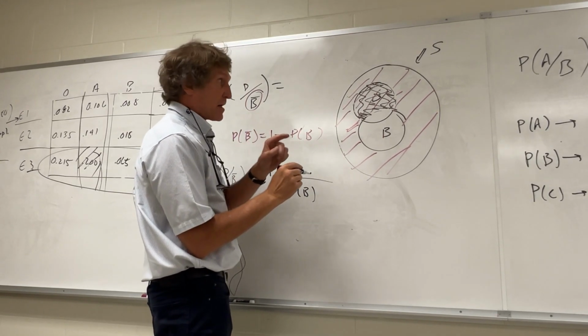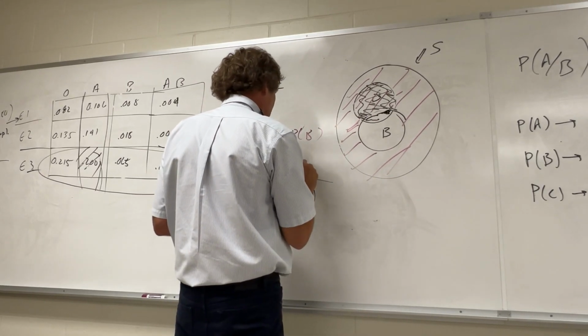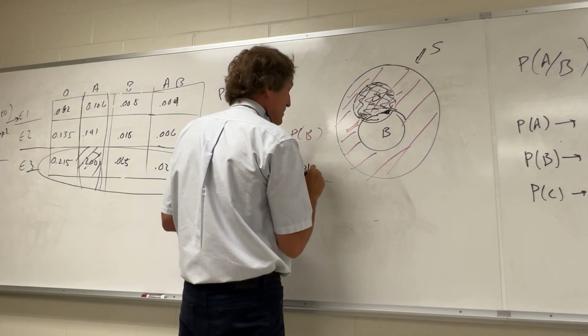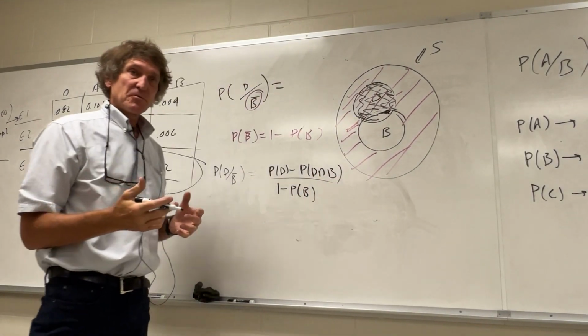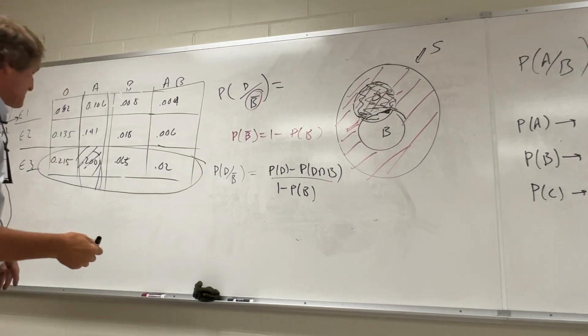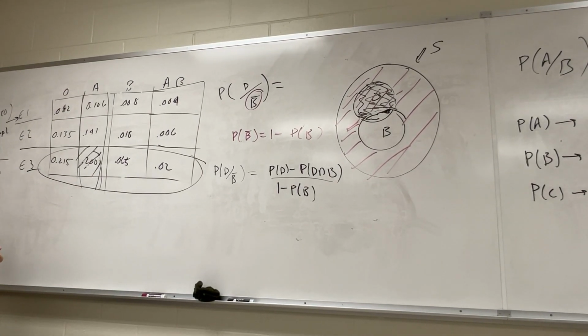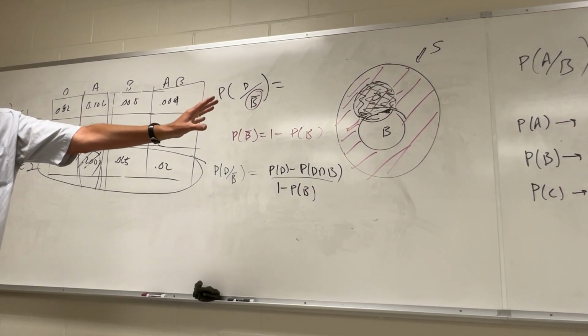Minus what? Minus all this right here. Agreed? Minus the probability of D intersect B. There's probably an easier way to do this. I think you can use what I had up here, probability of D given B prime plus probability of D given B is equal to 1. You can do it that way, but I wanted to show you with area. Do you all see what I'm doing here?